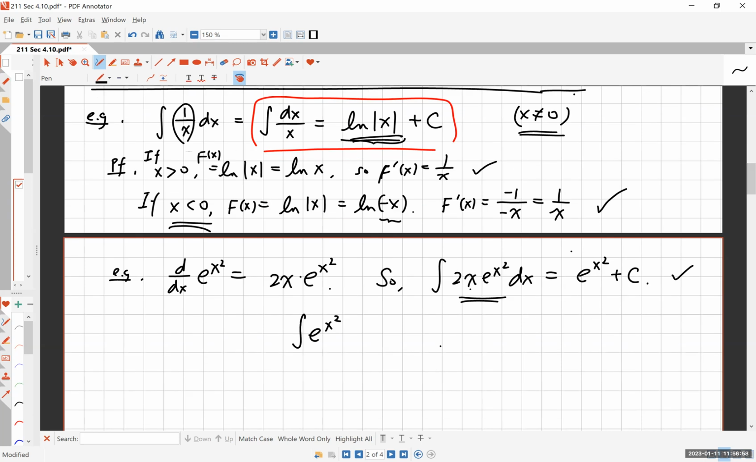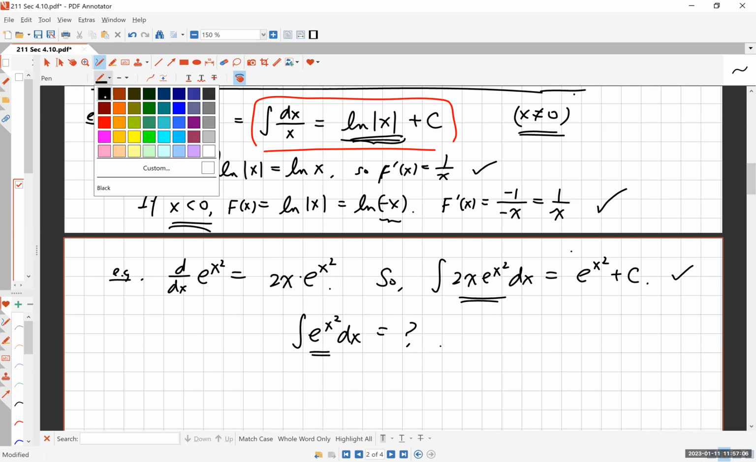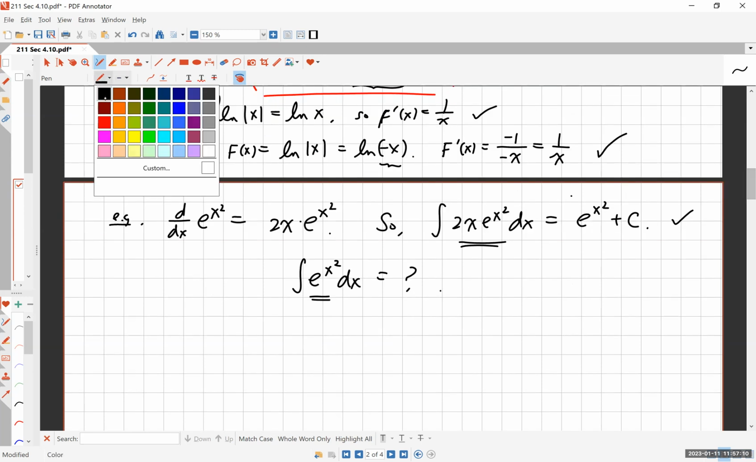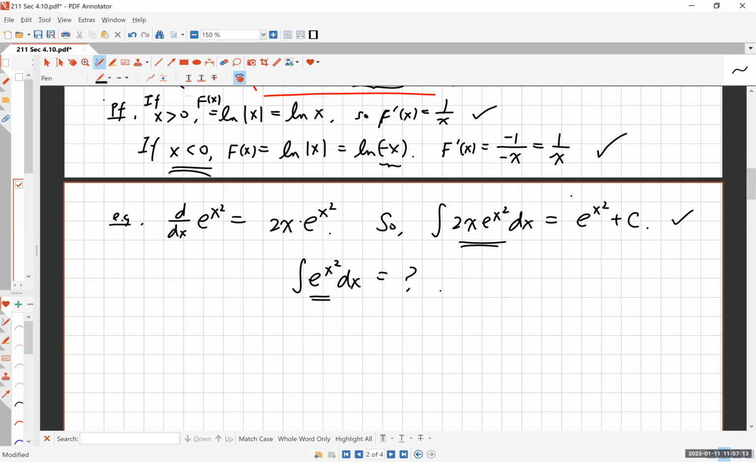Now, what happens if you don't have the 2x? Can you think of a function whose derivative is e to the x squared? Think hard for about an hour, and then come back. Actually, pause this for a couple of years and come back when you find the answer. Actually, think of it for 10 years. No, I'm sorry about that. There is no such thing.